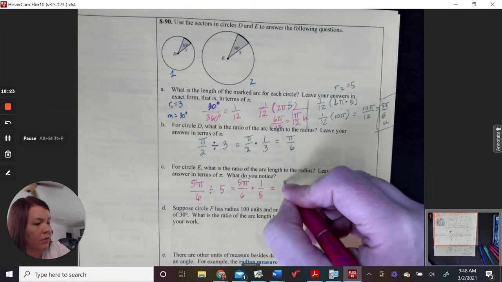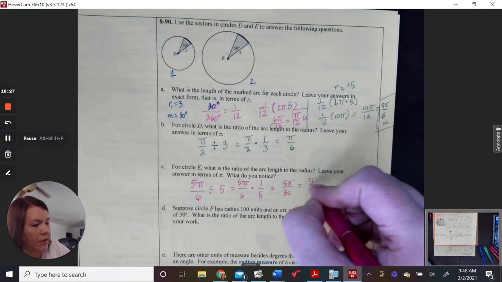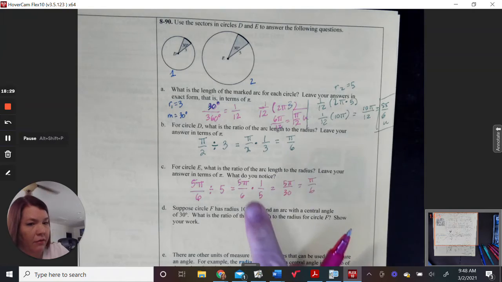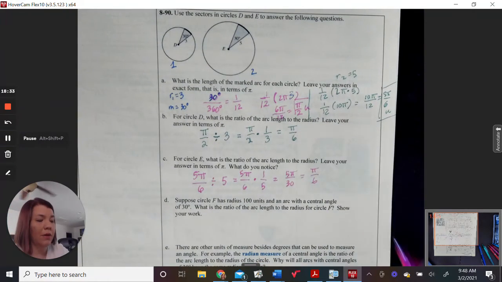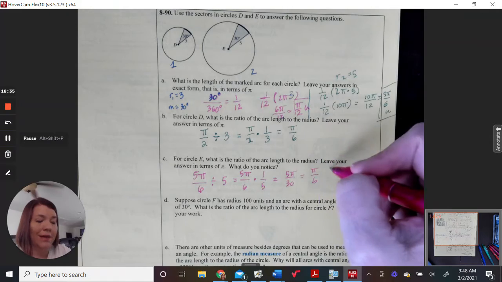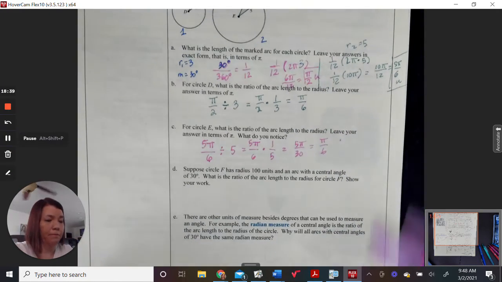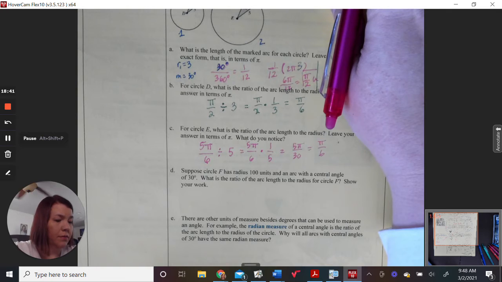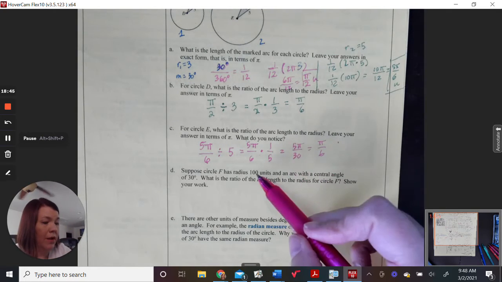Suppose circle F, another circle, a third circle, has a radius of 100 units and an arc length with a central angle of 30. What is the ratio of the arc length to the radius for circle F? Show your work. So first we need to find the arc length. R, I'm going to use sub F, is 100.